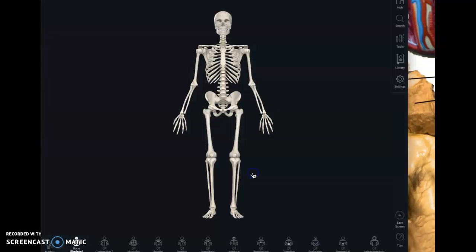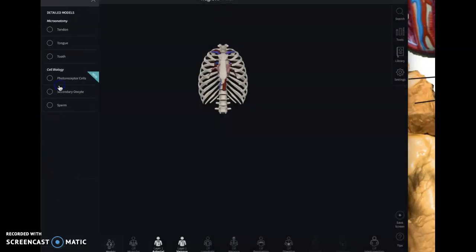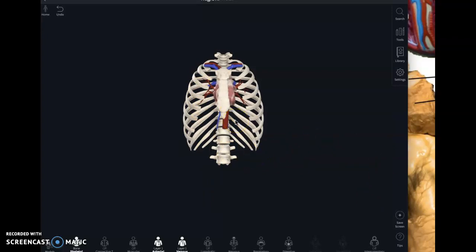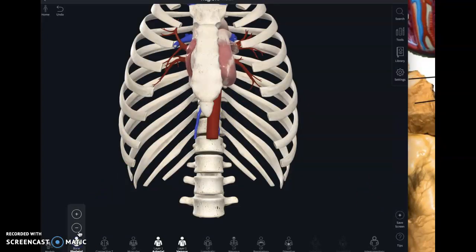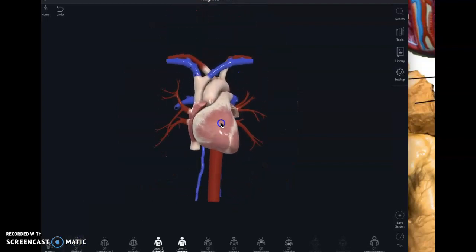So on Complete Anatomy, go to models, go to arterial on, go to venous on, and we want the thorax only. Now you could cut away the bone. Some people really like that. They really think it's therapeutic. I'm going to be expedient and just cut it away that way. So we have the heart.